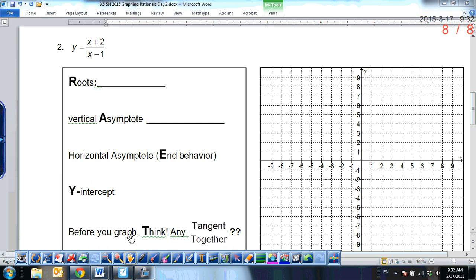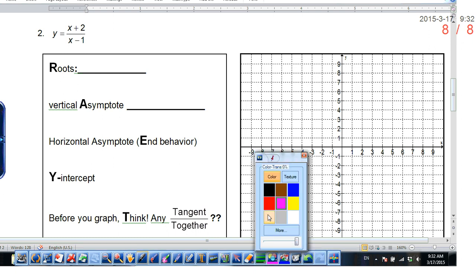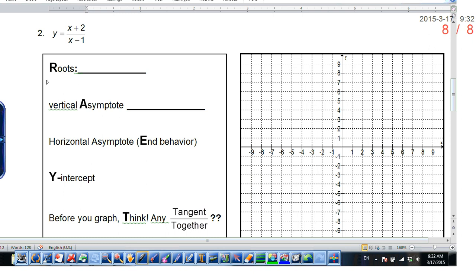Okay, first thing I check is, is there anything that needs to be factored in my rational function? Anything need to be factored? Nope. All right, so then I dive in and I find my roots. How do I find my roots? Good. Numerator equal to 0. So x plus 2 equals 0. So x equals -2. How do I write that so it represents a root? Very good. -2, 0.